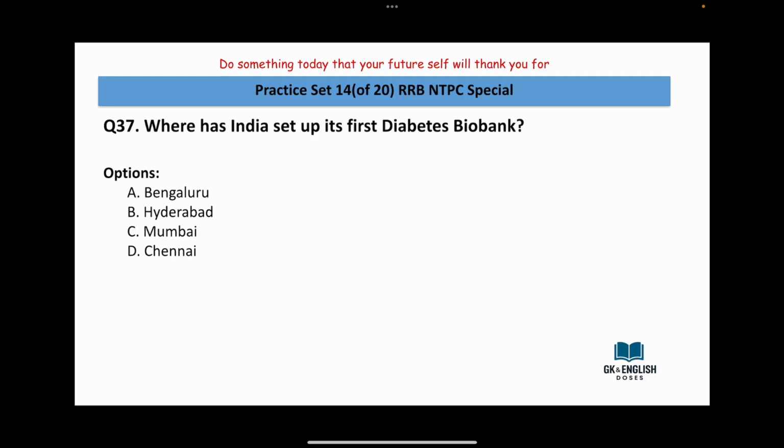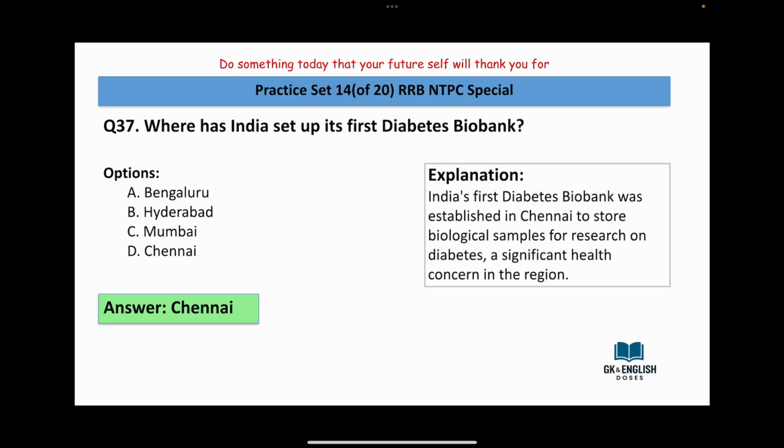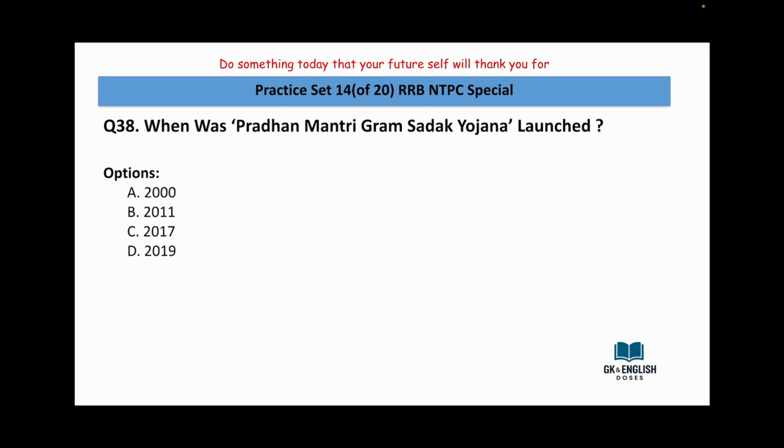Where has India set up its first diabetes biobank? Bengaluru, Hyderabad, Mumbai, Chennai. The answer is Chennai. So India's first diabetes biobank was established in Chennai to store biological samples for research on diabetes, a significant health concern in the region.